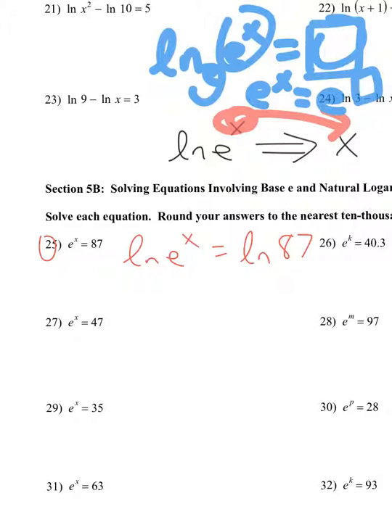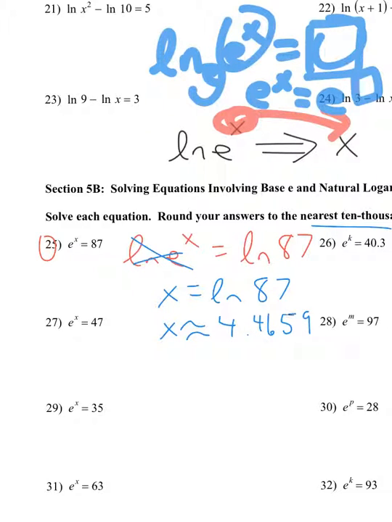Now, this kind of just cancels out. So that power doesn't come down in front, they are just inverses of each other and that leaves me with x is equal to the natural log of 87. Now you find that ln button on your calculator, you do the natural log of 87, and we're going to the nearest 10,000th, which is 4 decimal places. So it's 4.4659 approximately for number 25.